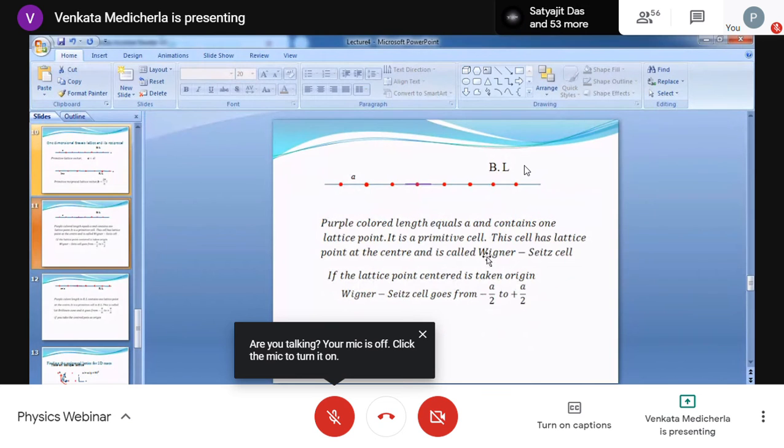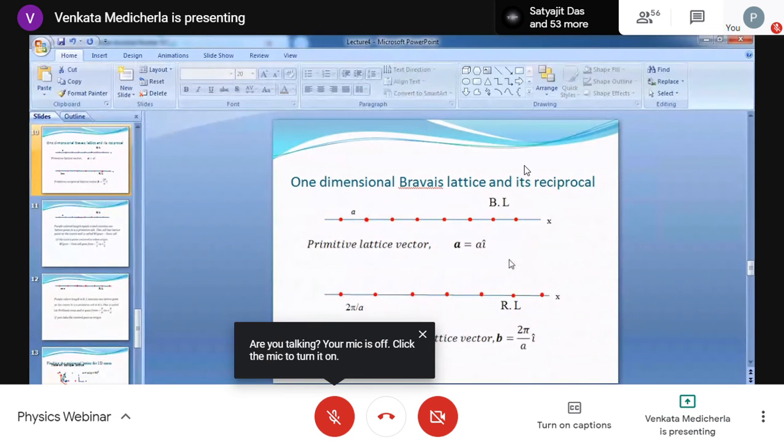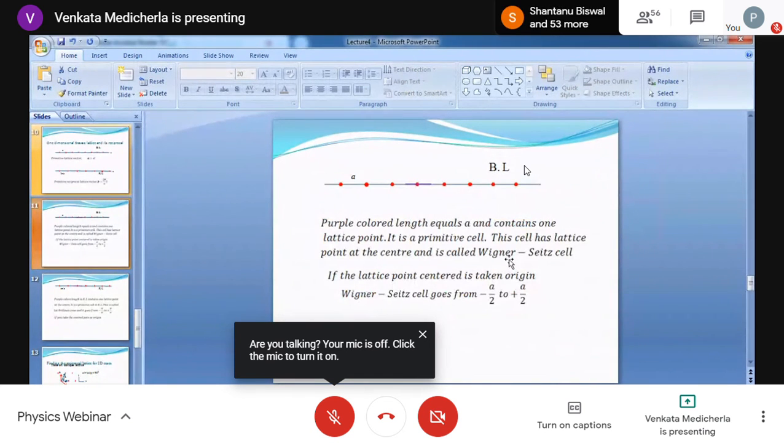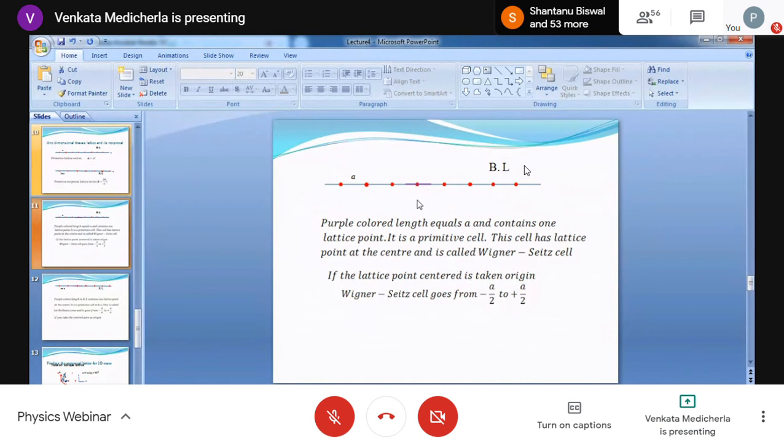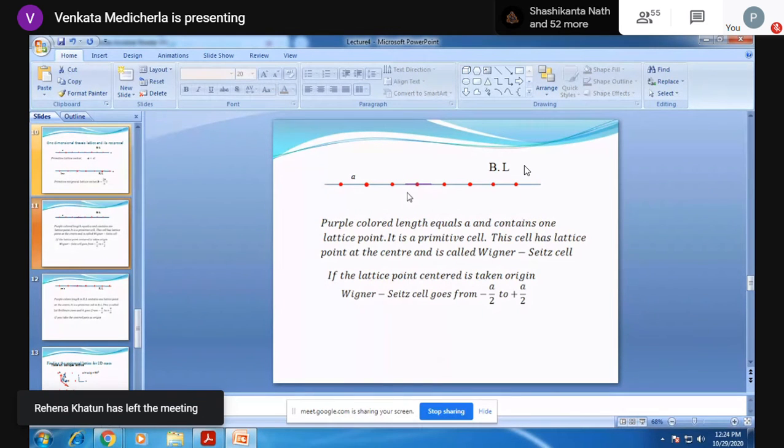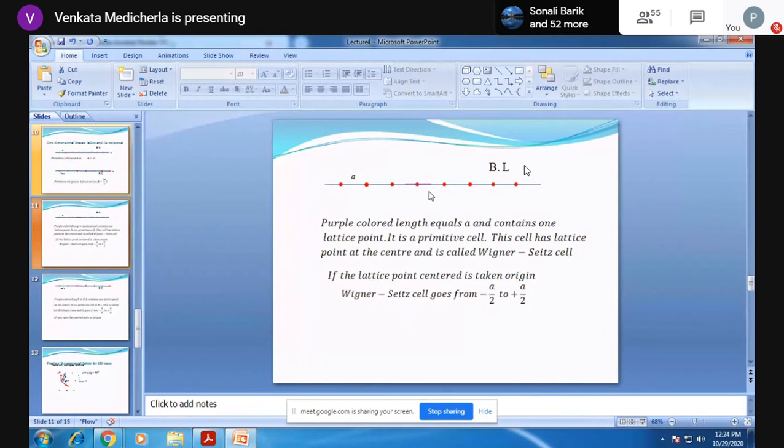One more thing I just want to show here. Let us take a one-dimensional Bravais lattice again. I have drawn one purple colored line around one point. I started in the middle of two points and it has gone up to the middle of the next. This has a length a, starting at the middle of this to the middle of this. Within that length, how many lattice points are there? You have only one lattice point.